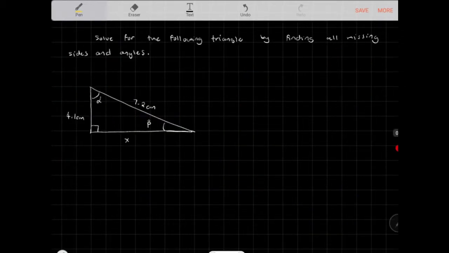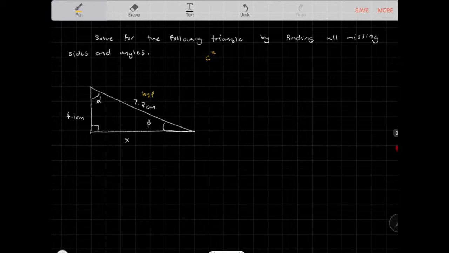All right, let's solve for the following triangle by finding all missing sides and angles. Now, in this case, we're not given any angles. We know this is a right angle triangle, so we can utilize our primary trig ratios, but we are given two sides, right? Now, you can actually solve for side length x by using Pythagorean Theorem, right? So I'm going to just do that out really quickly, but I also want to demonstrate that you can do this by using trig.